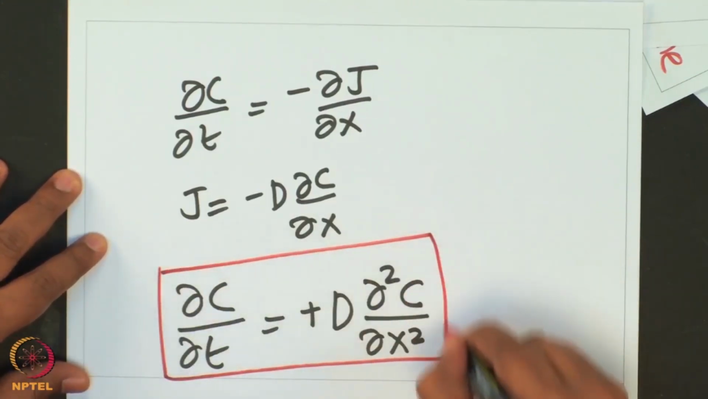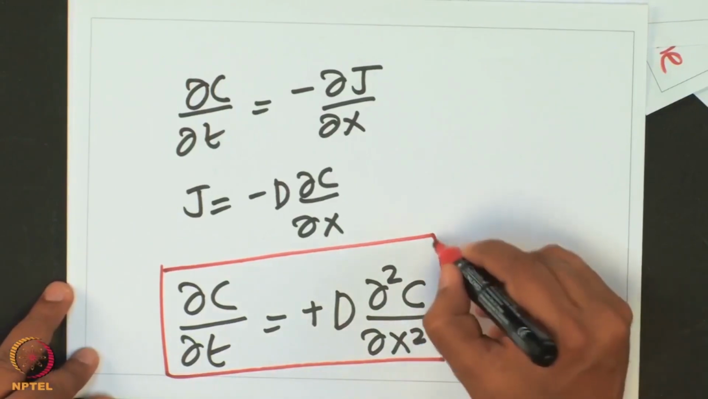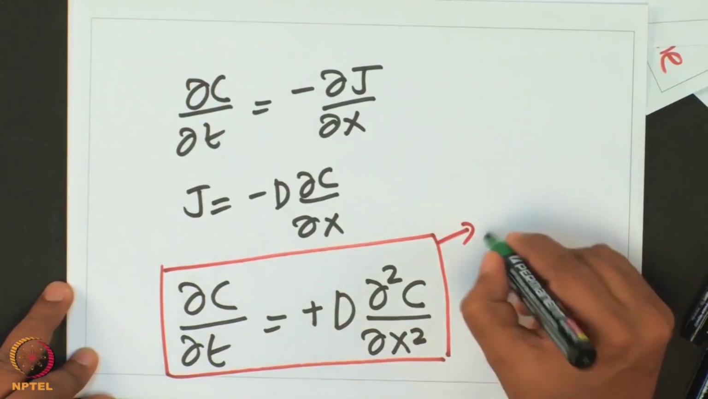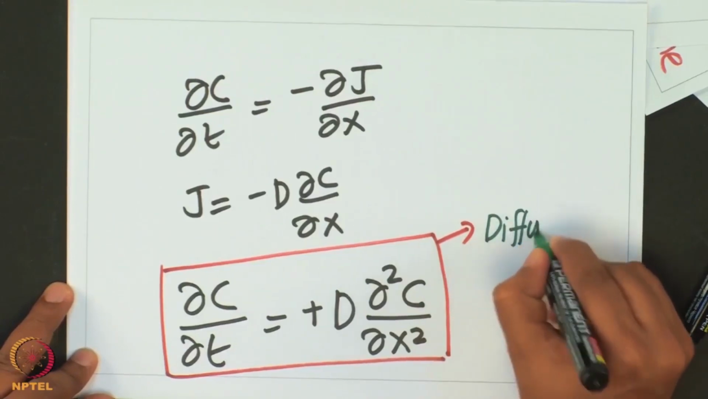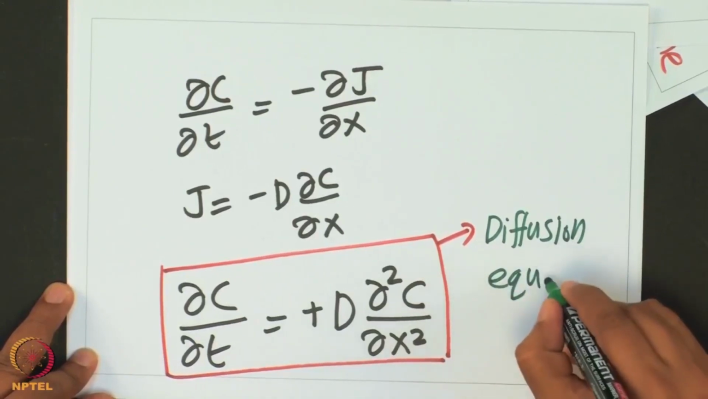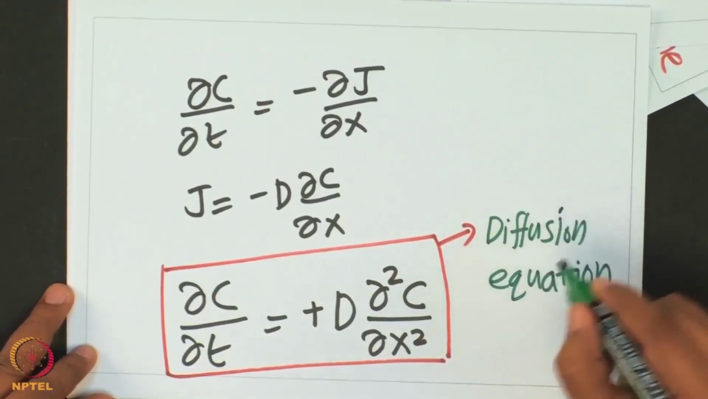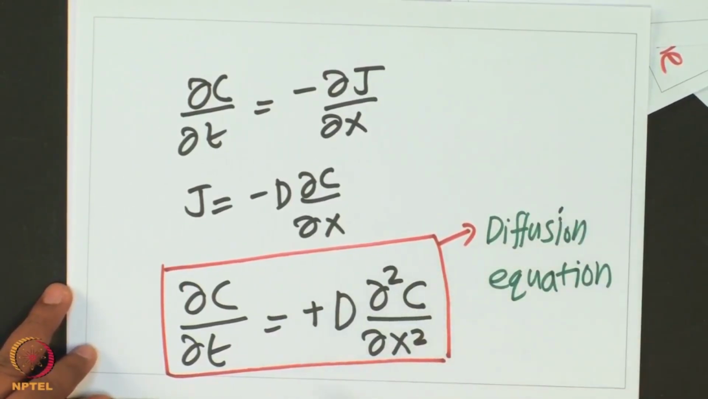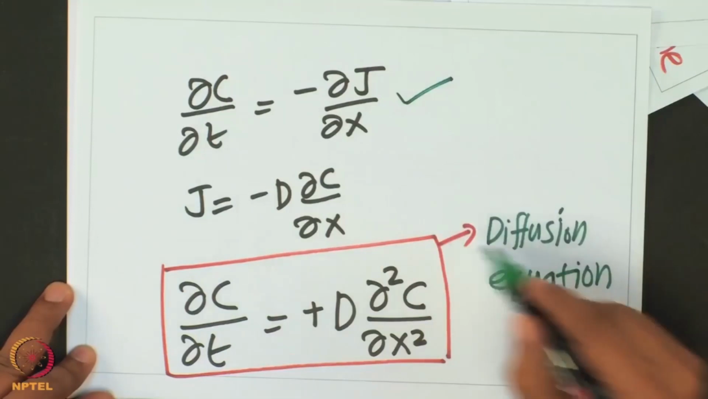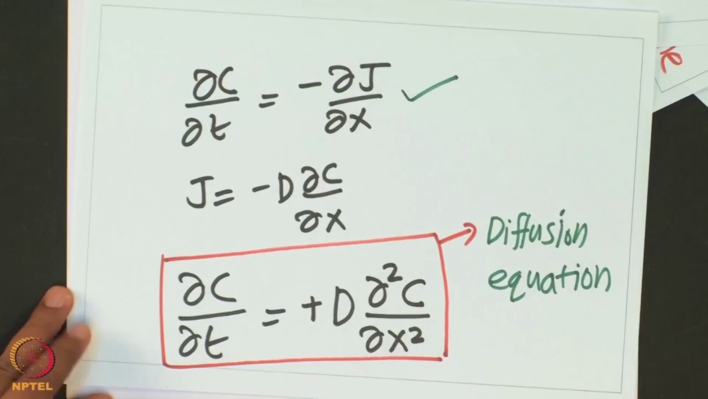Del C by del T is equal to D del square C by del X square. So, this is the form of the diffusion equation. This equation is called the diffusion equation, which says del C by del T is equal to D del square C by del X square. The equation is same as this equation. The equation is exactly the same. I just substituted this J here and I got this.